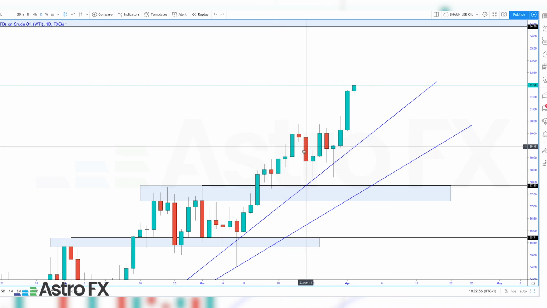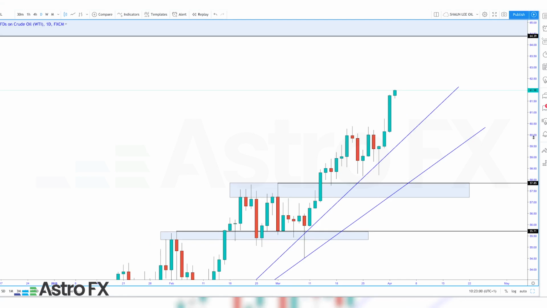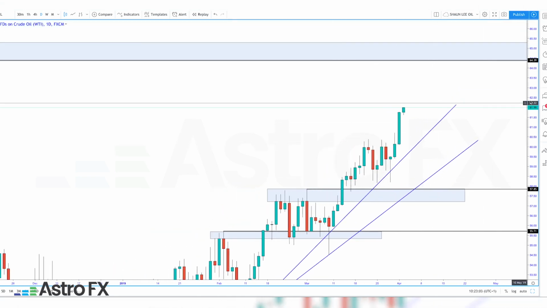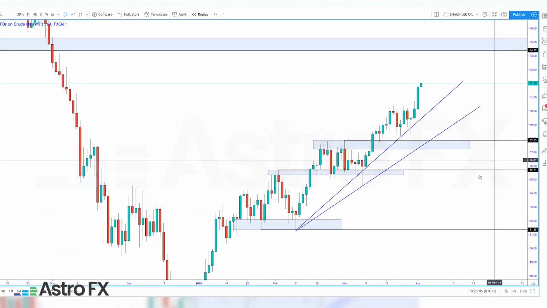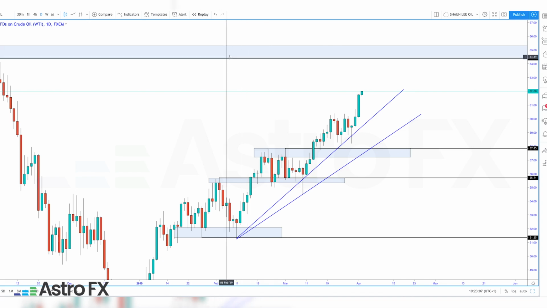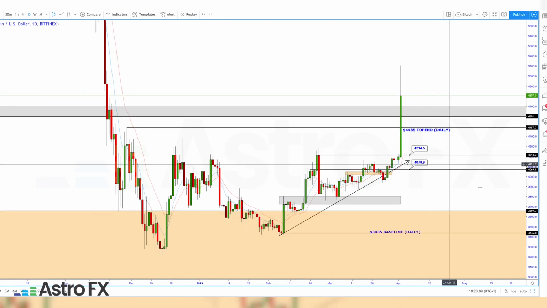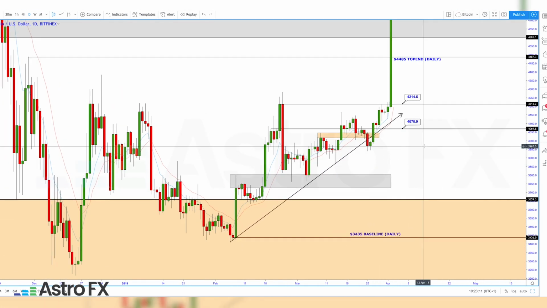Market pulls up, consolidates, pulls up, consolidates. 1, 2, 3 there as well. Oil is on its way to 64, 65. Awesome. And this stuff can also be used on crypto charts as well.